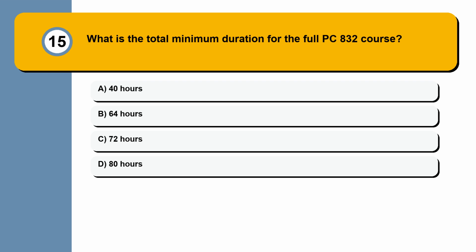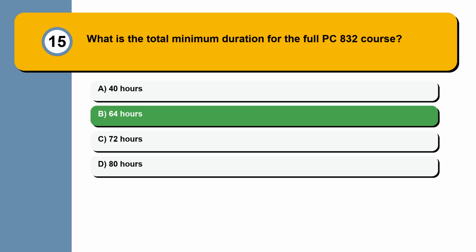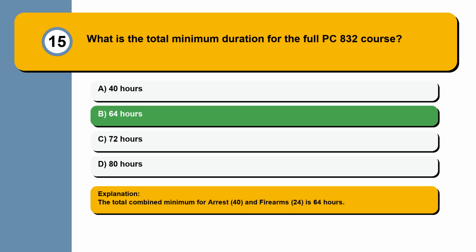Question 15. What is the total minimum duration for the full PC 832 course? 40 hours, 64 hours, 72 hours, 80 hours. The total combined minimum for arrest, 40, and firearms, 24, is 64 hours.